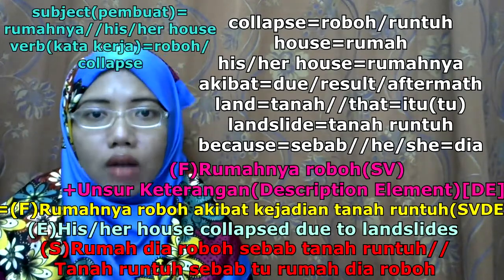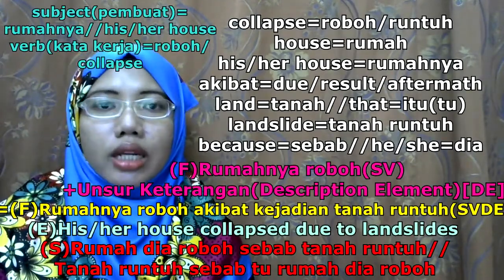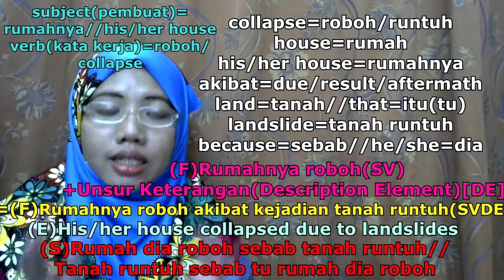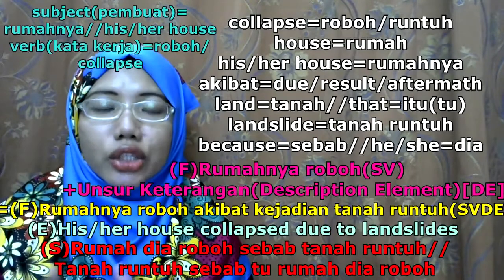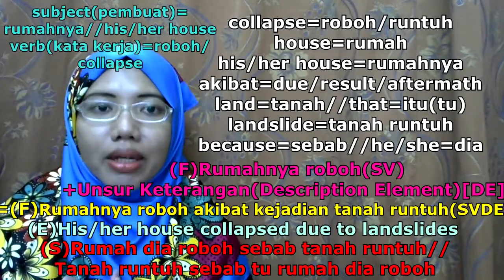His house or her house collapsed. So this one is subject and verb only and is complete. Okay, this is what we mean by kata kerja tak transitif tanpa pelengkap.